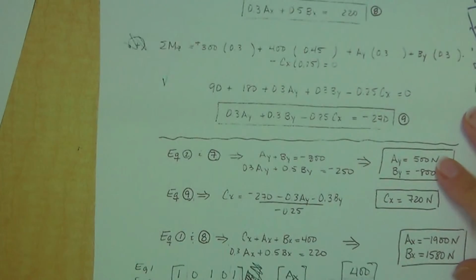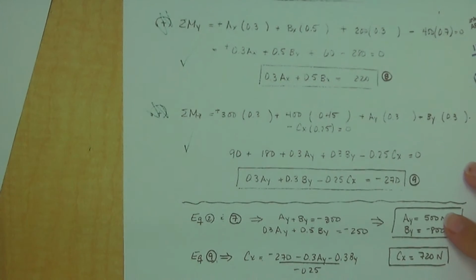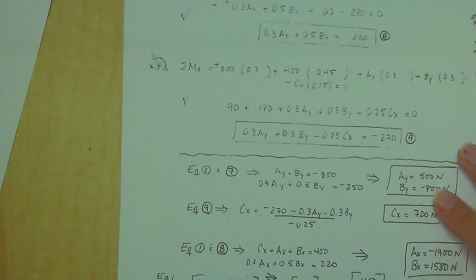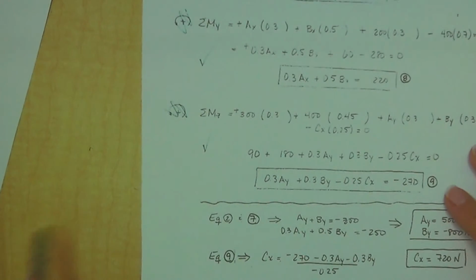Okay, equations now are up above, so let's look above. Equation 7 is 0.3 times AY plus 0.5 times BY is equal to negative 250. So we didn't have to put equation 3 in? No, because you used equation 3 to solve CZ. You're down to only 5 equations, 5 unknowns now.